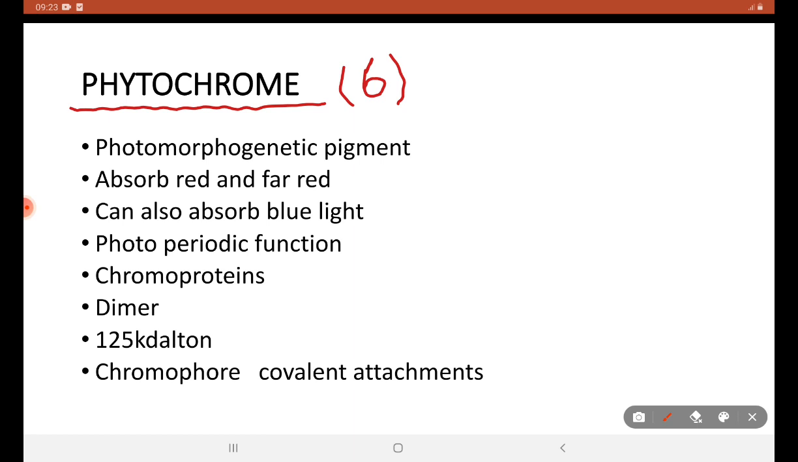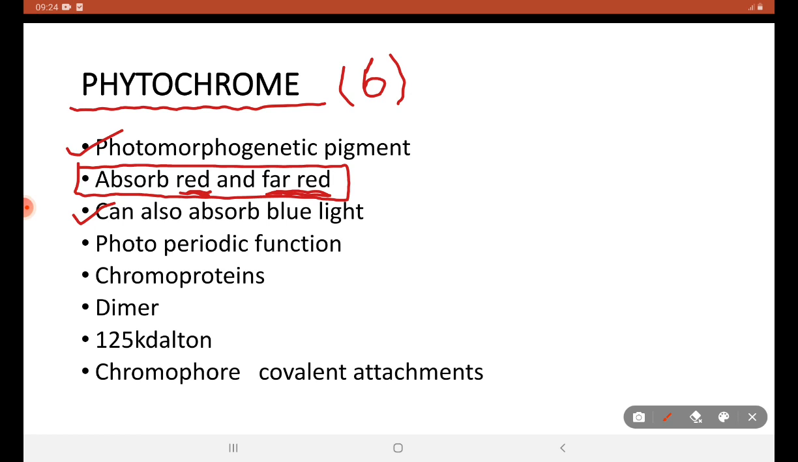First, in the past video we have seen an introductory video on photomorphogenesis. In this video we will be seeing about phytochrome in detail. Phytochrome is a photomorphogenic pigment. It has the capacity to absorb red and far red light. It can also absorb blue light, but priority is red and far red.